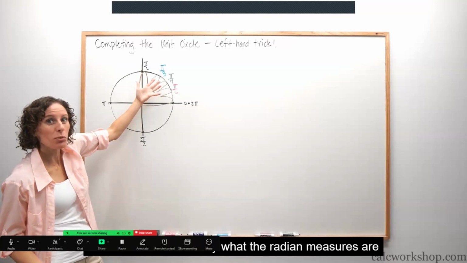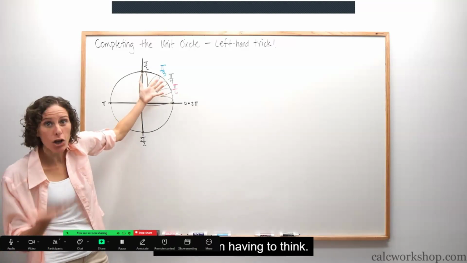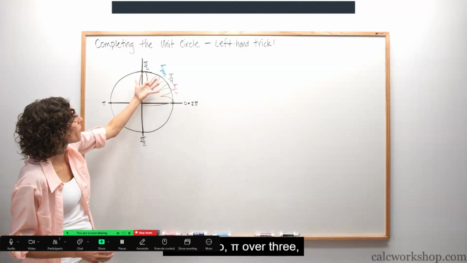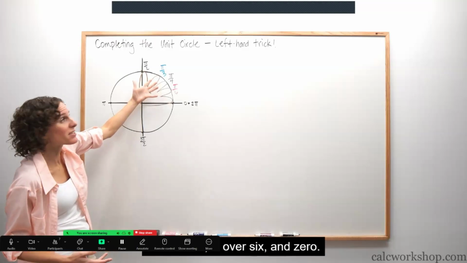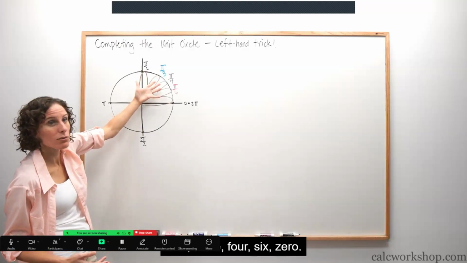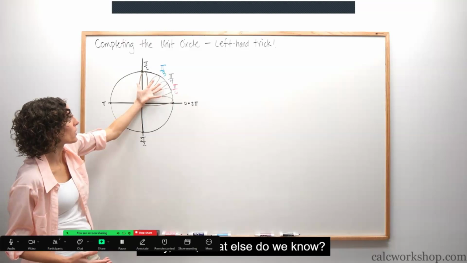So now we know exactly what the radian measures are without even having to think. All we're doing is counting. Pi over 2, pi over 3, pi over 4, pi over 6, and 0. 2, 3, 4, 6, 0. Easy. Okay, well, what else do we know?